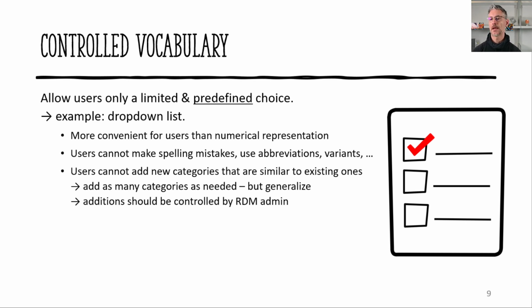Ideally, users cannot add new categories that are similar to existing ones, so of course we will need new categories or new items in the drop-down menu, but it should be done by an admin to sort of try to generalize. If you have too many categories as well, then it gets more difficult because they are probably too closely connected to each other. So try to come up with the choices that are suitable but general.